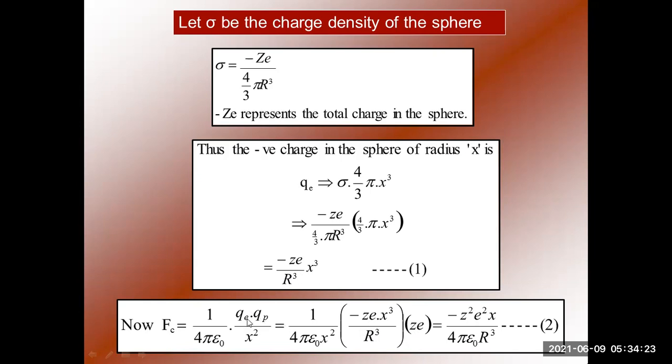So instead of QE, I have written this 1 by 4 pi epsilon naught x square. QP is what? That is the charge of the nucleus, that is Ze. So when you multiply this, you will obtain this particular equation. Now this is the equation for the Coulombic force. This is equation 1 and this is equation number 2.